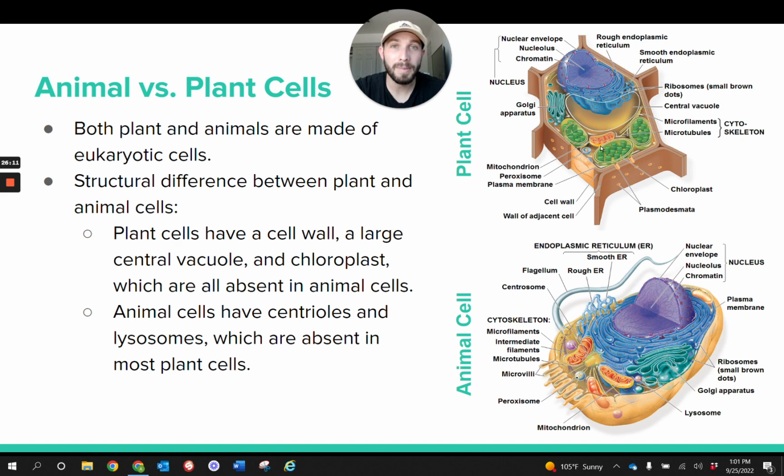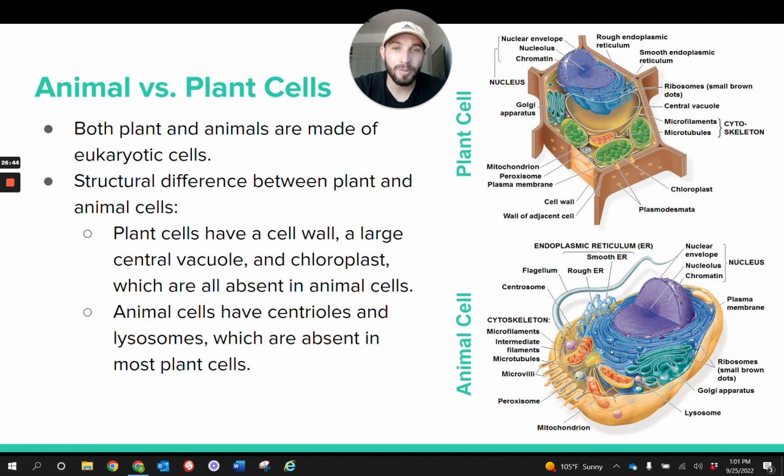Please know, though, a common misconception students have coming into this class is they think that plant cells have chloroplast and animal cells have mitochondria. And that is half true. Plant cells do have chloroplast. Animal cells do not have chloroplast. However, please know that we both have mitochondria. All eukaryotic cells have mitochondria. Plant cells have it. Animal cells have it. That's where ATP is going to be made to power the cell, which is happening in plant cells and animal cells.